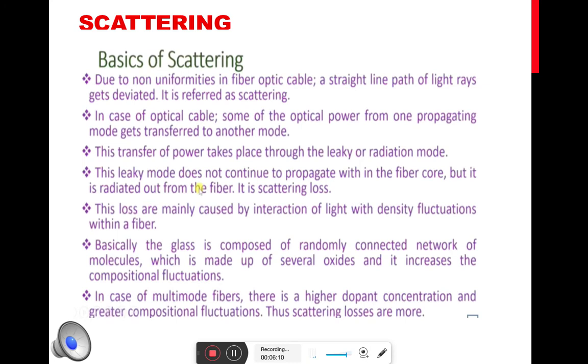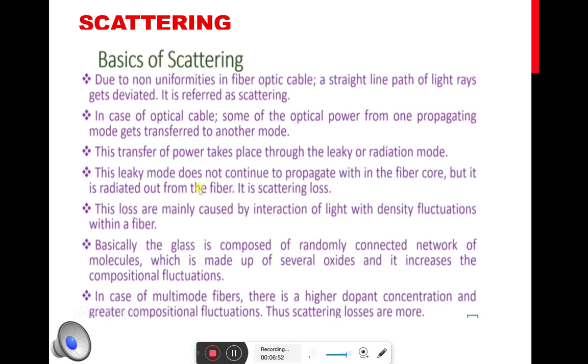Now we have to talk about the scattering that specifically happens in our optical fiber. In general, scattering occurs due to the particles in the atmosphere. Similarly, the scattering in an optical fiber happens due to the unevenness in the optical fiber. As a result, there is a loss. When the optical fiber is being manufactured, there are chances that there can be unevenness or density fluctuations. As a result, the light rays that travel through the optical fiber get deviated from their path, and there can be a loss.